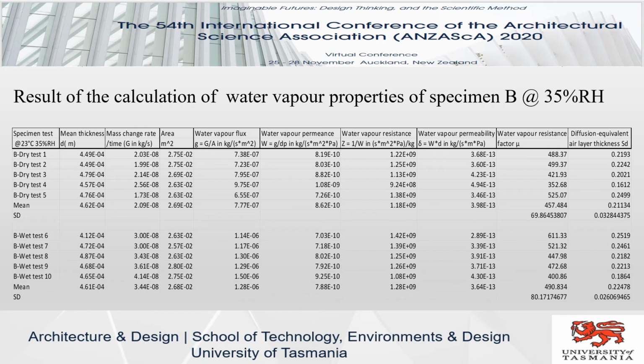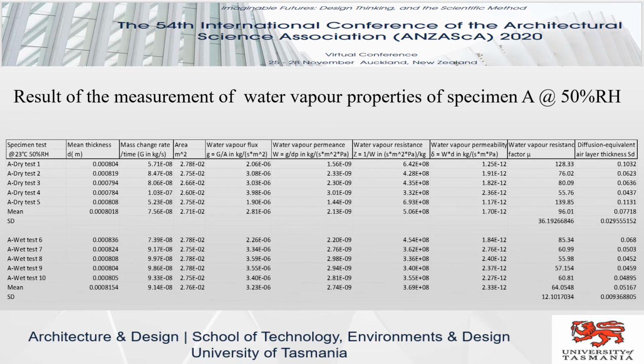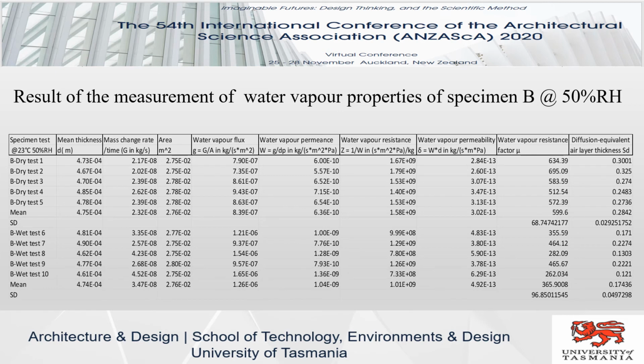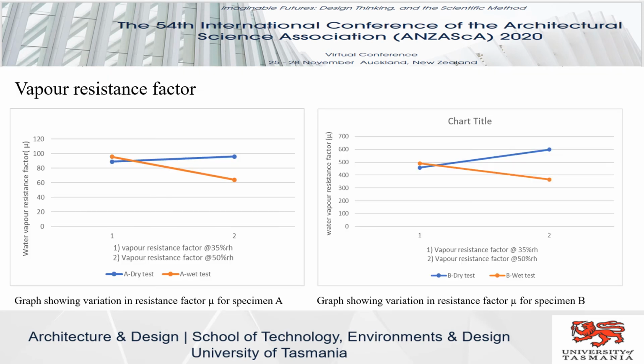This slide shows the result of the calculation for the water vapor property of specimen B at 35% relative humidity. This slide also shows the calculation for the water vapor properties of specimen A at 50% relative humidity. This table in this slide shows the result of the calculation of the water vapor property of specimen B at 50% relative humidity.